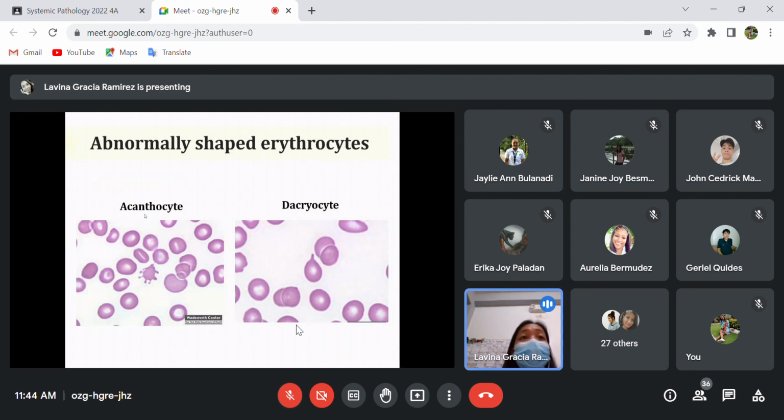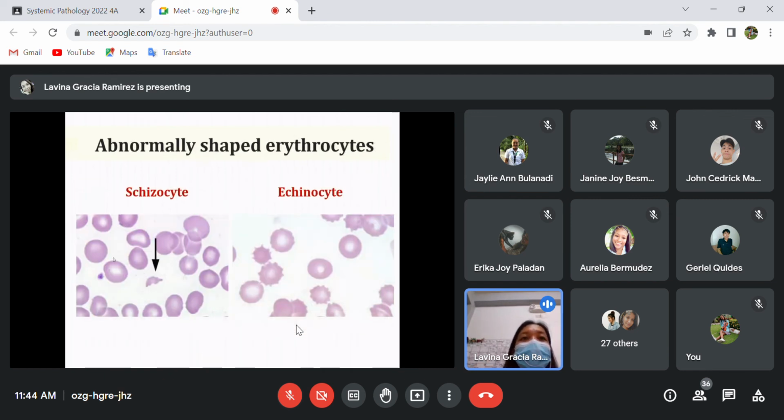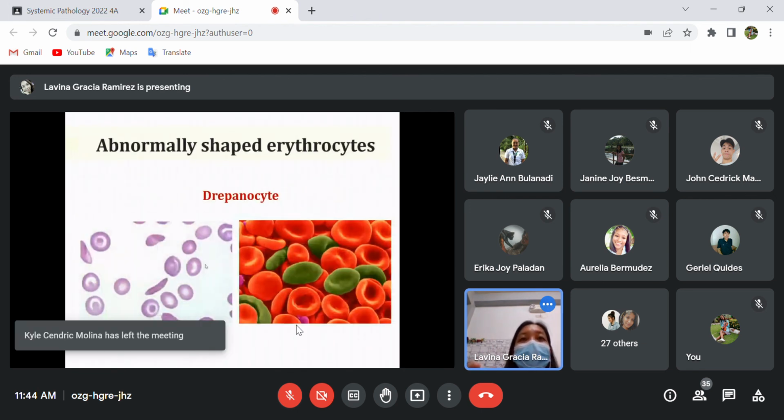Yung term acanthocyte, may spicule siya. The cryopsytes, the pure drop cell, the podocytes. Some leptocytes here included, the cryopsytes here, podocytes. Okay, this is a mixed one. Another is your schizocytes of fragmentations, echinocytes, micronations, yan. And then your drepanocytes or sickle cell, yan.